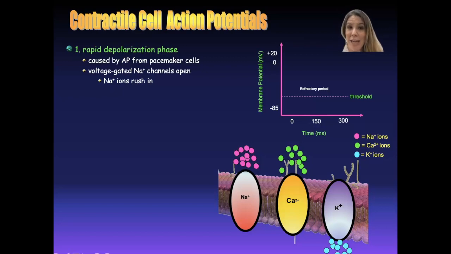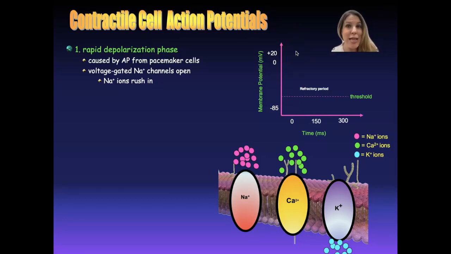So the first phase for contractile cell action potentials is what's called the rapid depolarization phase. So recall that depolarization means you're going from negative, in this case the negative resting potential of negative 85 millivolts, on up to become more positive. Now, unlike in pacemaker cells, where it started off with a gradual or a slow depolarization to threshold, in the case of contractile cells, this depolarization is going to be very fast indeed. It's going to go all the way from negative 85 millivolts on up, straight up to positive 20 millivolts.